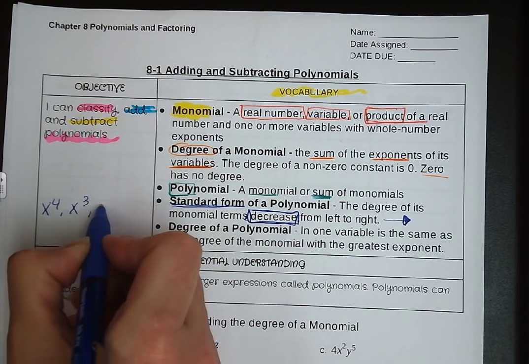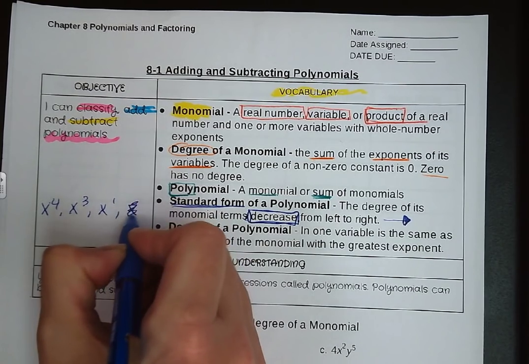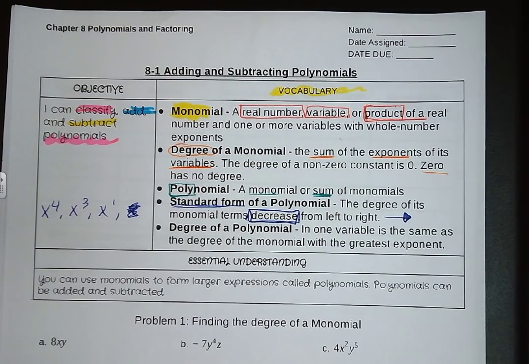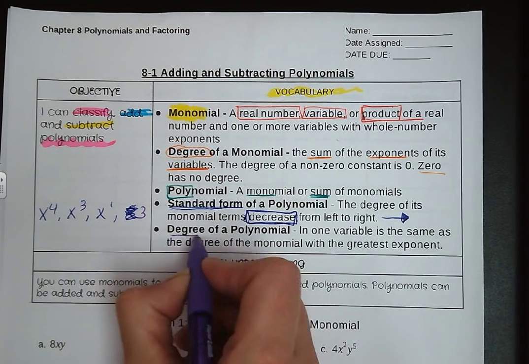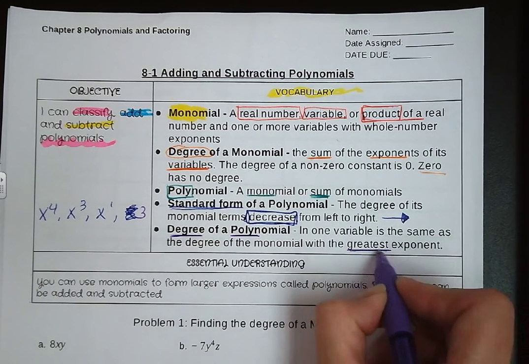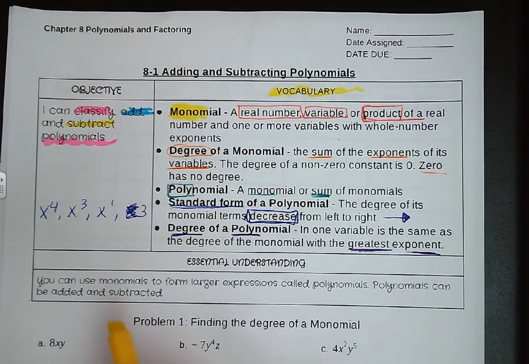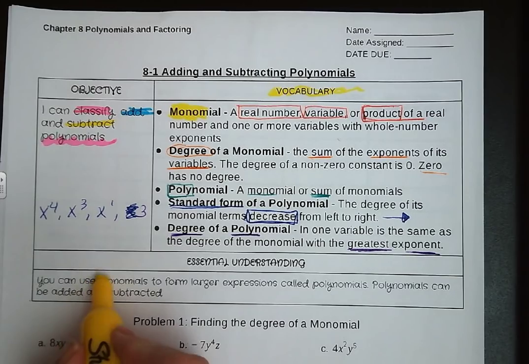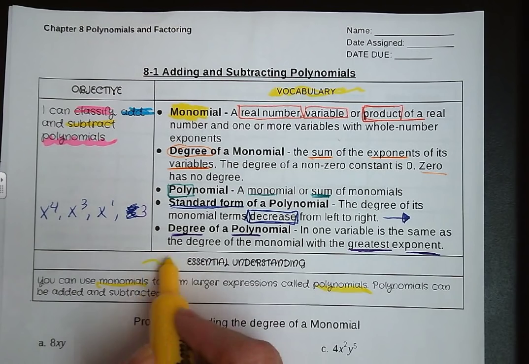So Mrs. Urzo is putting some numbers in proper order. We got x to the fourth, x to the third, x to the first. X is the same as x to the first? Yep. But we could put a constant in there, like a 3 at the end, because that has a degree of 0. And the degree of a polynomial in one variable is the same as the degree of the monomial with the greatest exponent. All right. And our essential understanding, you can use monomials to form larger expressions called polynomials, and we can add and subtract those polynomials.